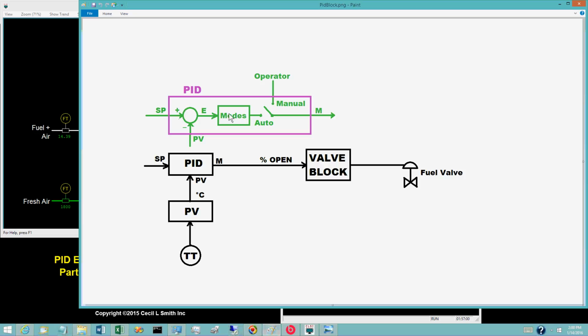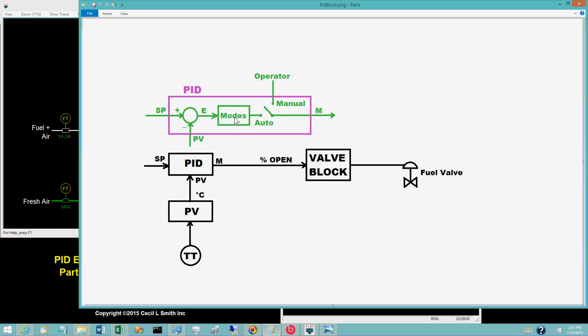The representation of the PID block contains an internal block labeled modes. This block provides the control calculations. Sometimes control engineers use the label controller for this block. In the context of the PID block, the term modes is used in two very different contexts. For the block label modes, the context is control modes. Sometimes a PID controller is referred to as a three-mode controller, the control modes being proportional, integral, and derivative.